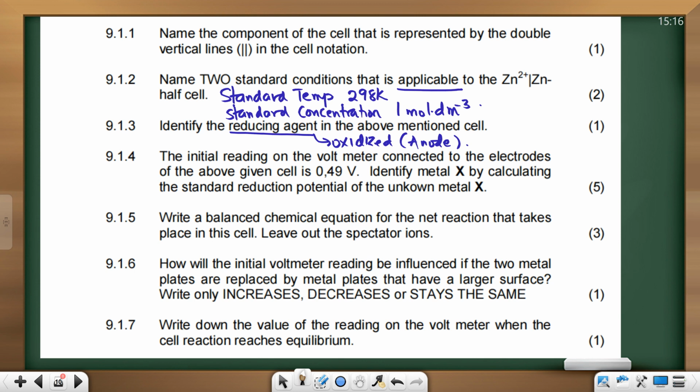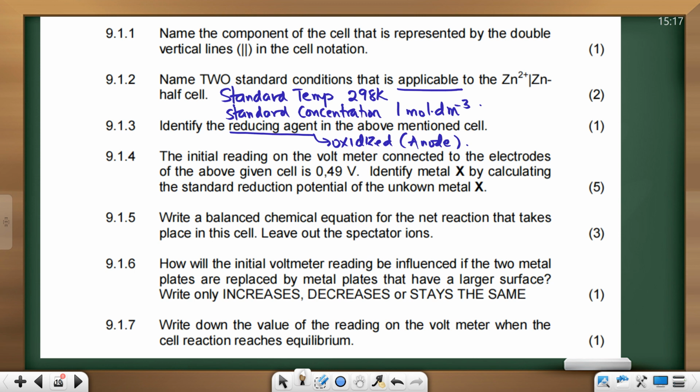Now, let's answer the next one. How will the initial voltmeter reading be influenced if the 2 metal plates are replaced by metal plates that have a larger surface area? This is not a common question, okay? But let's answer. The 2 metal plates are now changed and they have a larger surface area. Look quickly here. I'll answer this. The answer is increase. They will increase.